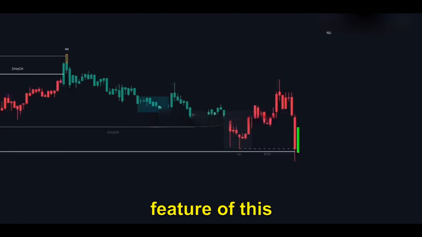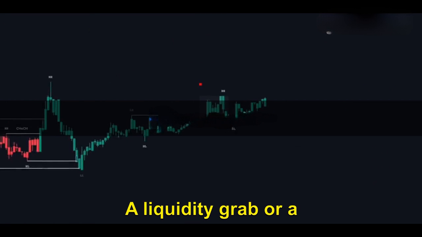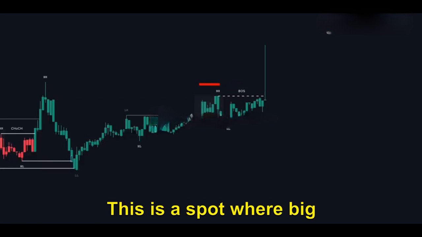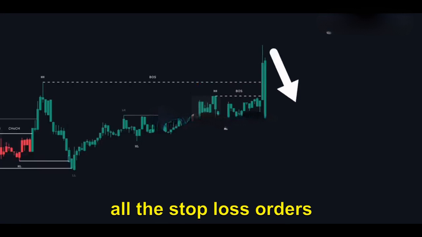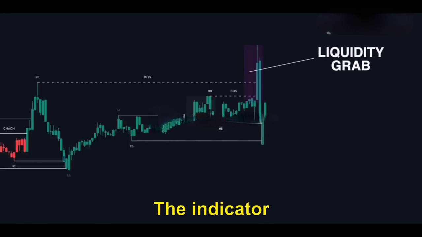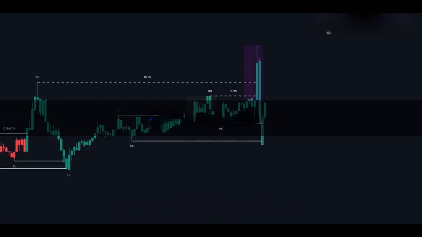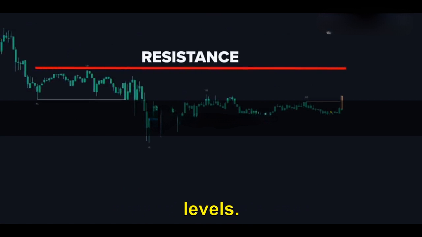The most important feature of this indicator is the liquidity grab. A liquidity grab, or a stop-loss hunt, is when retail traders place their stop-loss orders at recent highs or lows. This is a spot where big players attempt to push the market to trigger all the stop-loss orders and gain a better entry in their favor. The indicator highlights buyers' and sellers' liquidity grabs in green and purple backgrounds. Liquidity grabs usually happen near support and resistance levels.